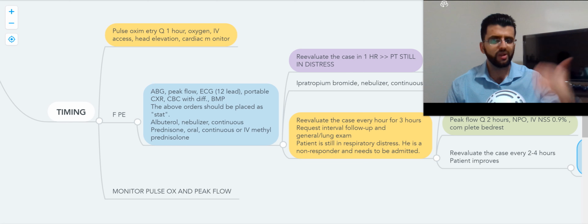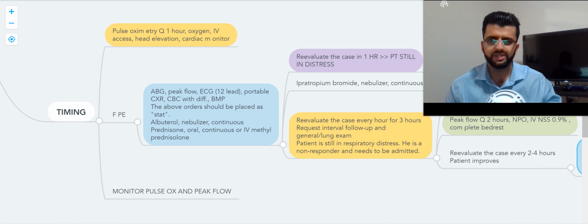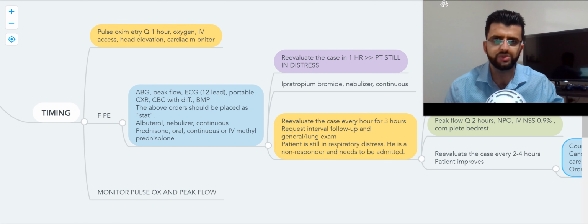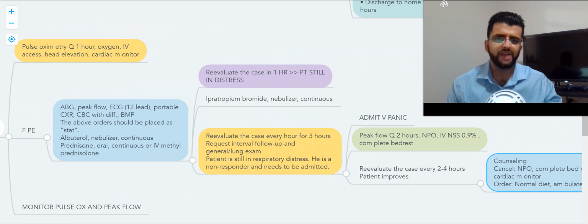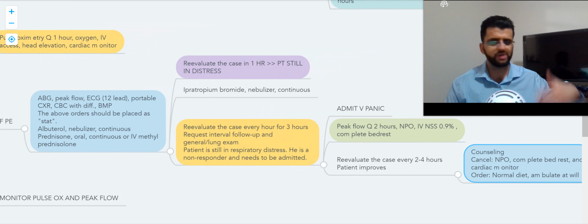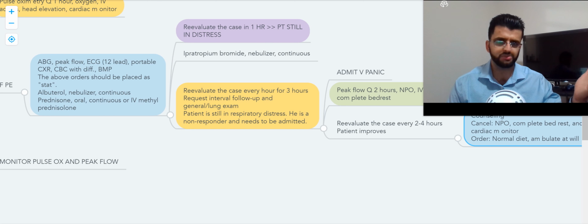Okay. You do albuterol, prednisone, oral or IV methylprednisone, doesn't matter. And you monitor pulse ox and peak flow every hour. That's what you do. You reevaluate every hour. Just check on him, listen to the lung, take interval history. And then if it didn't improve, you can add ipratropium nebulizer and reevaluate every hour until 3 hours. At 3 hours, same thing: you look at the peak expiratory flow rate. Above 70, discharge home. Less than 70, admit.